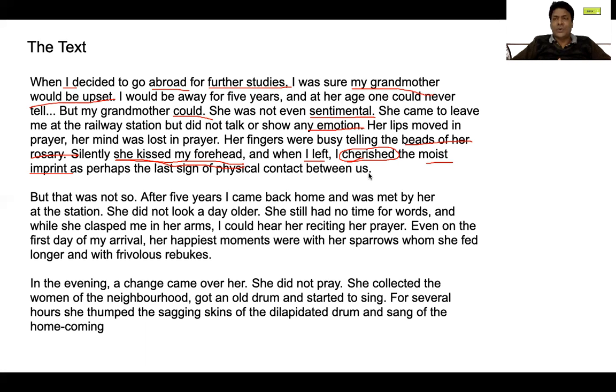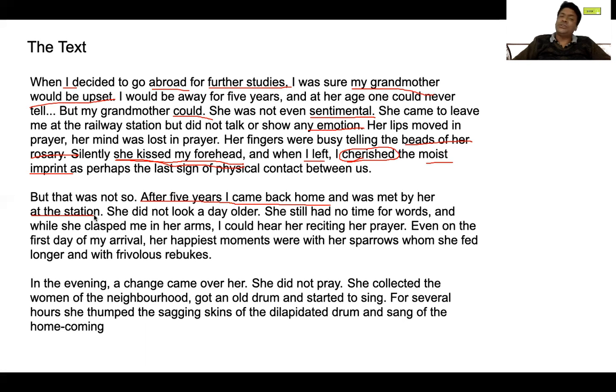But that was not so, right? Why was that not so? Now after 5 years, what happened? When the writer came back home, he was met by her at the station. So the writer found his grandmother at the station, to welcome him. She did not look a day older. She did not seem any older.